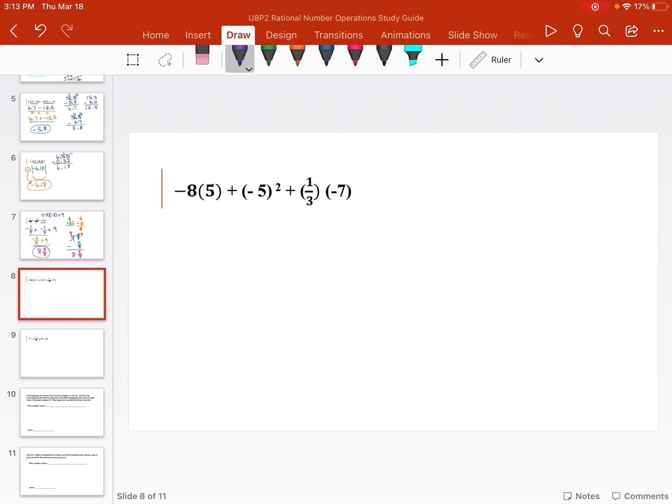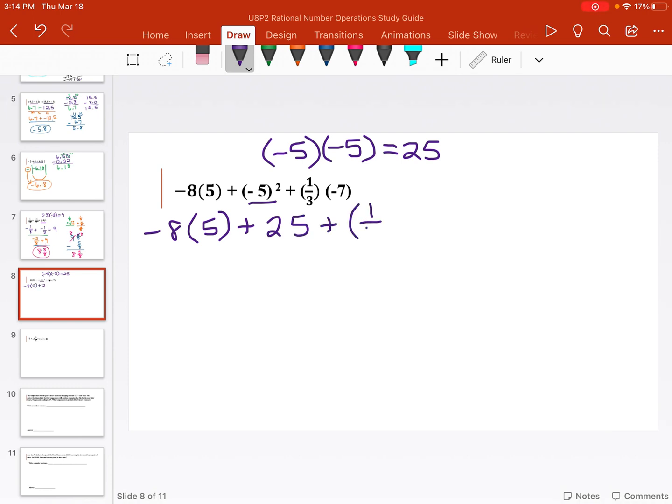Okay. I know there's a lot of parentheses here, but they're all just kind of holding numbers. So we actually are going to start here with this exponent. So this, again, the exponent is touching the parentheses. So it says negative 5 times negative 5, which is a positive 25. So let me just write everything else down so I don't lose anything. Okay, and then I can move to my multiplication. Again, left to right. So I'm going to start here.